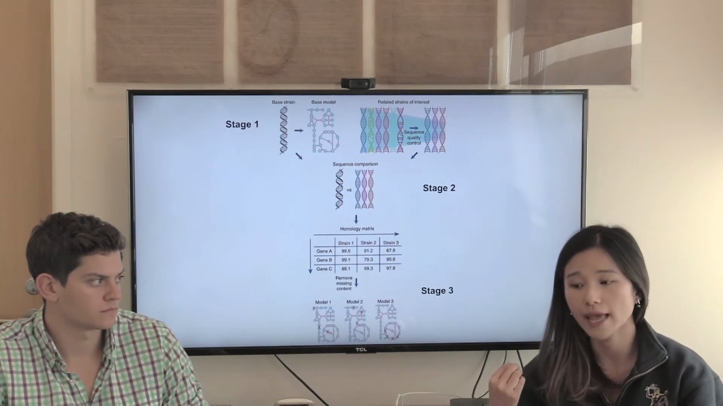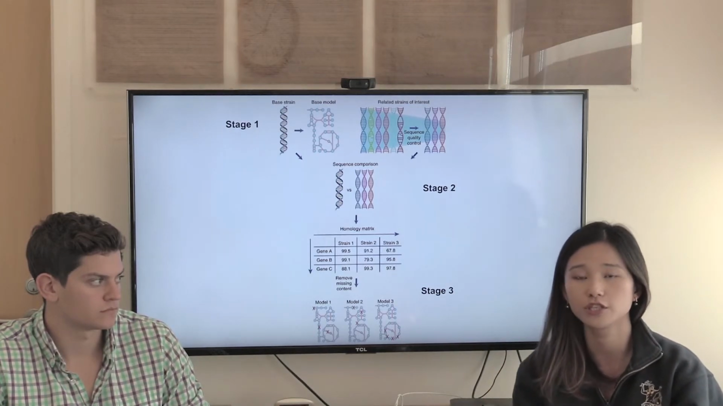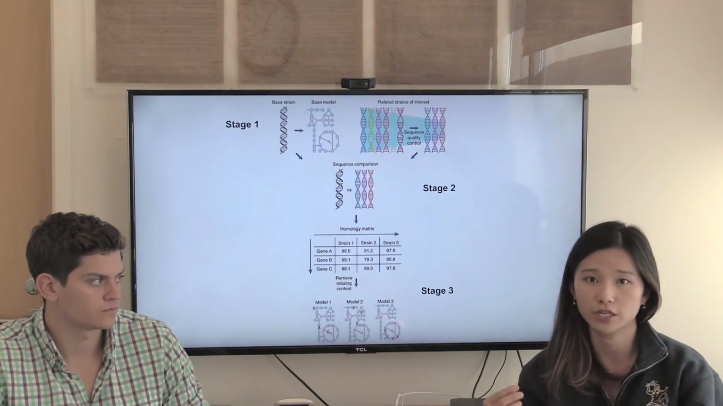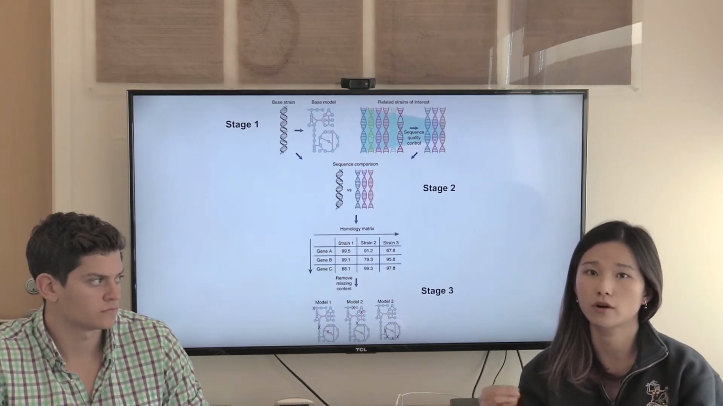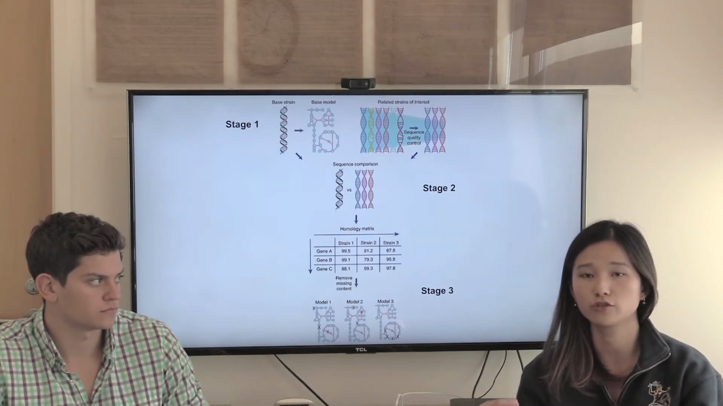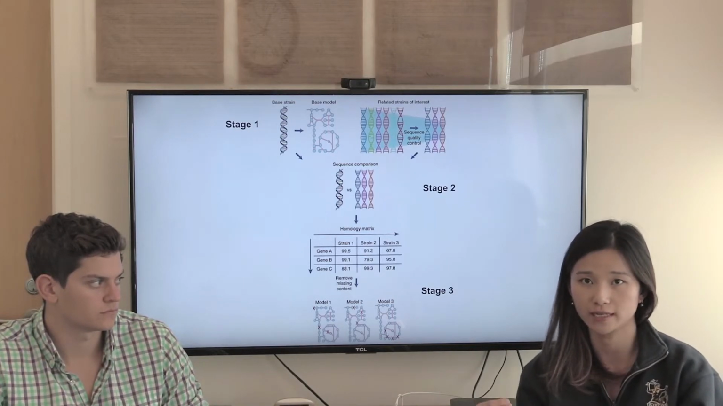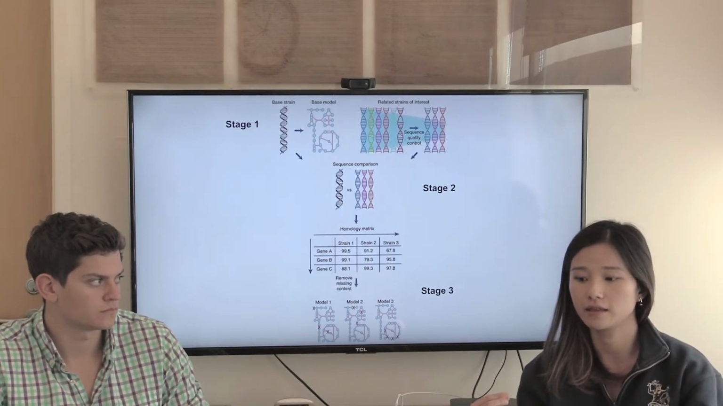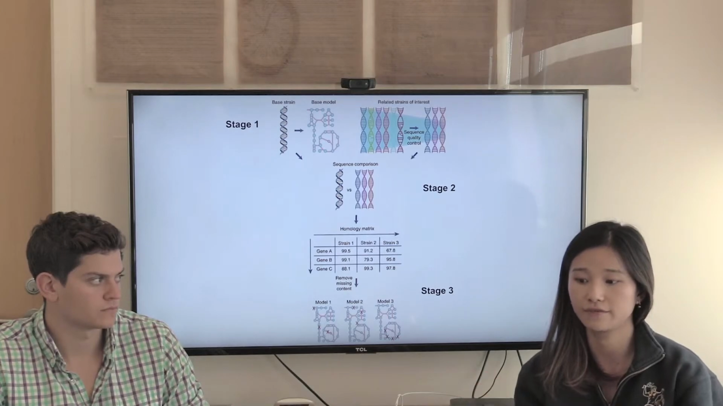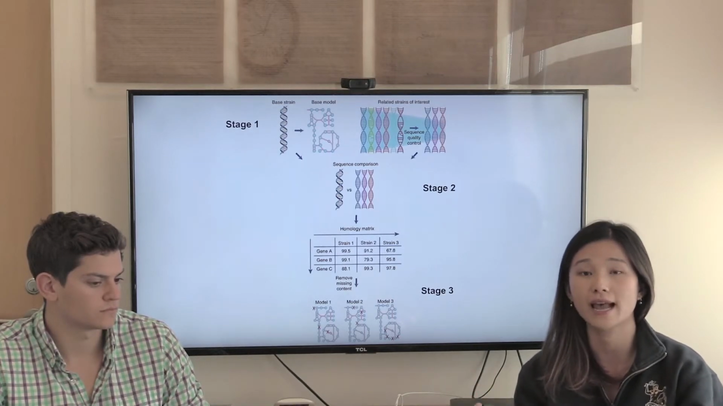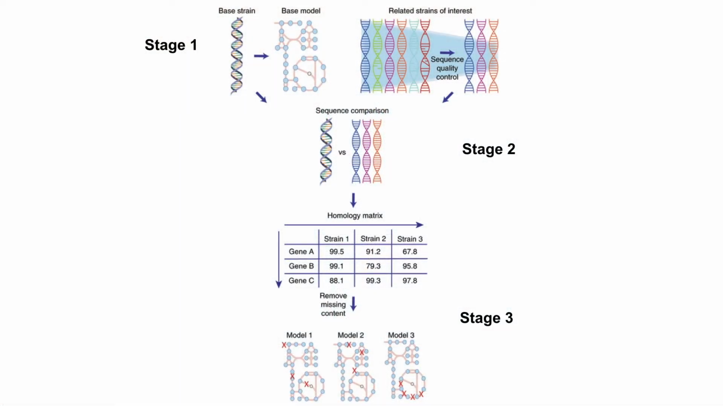And in order to generate the homology matrix, we use the bidirectional BLAST between the target strain and the base strain to actually find the homologous genes between the strains. And then the end product, as you can see in this figure, is the homology matrix that actually tells you the presence and absence of the reference genes within the model across different strains.